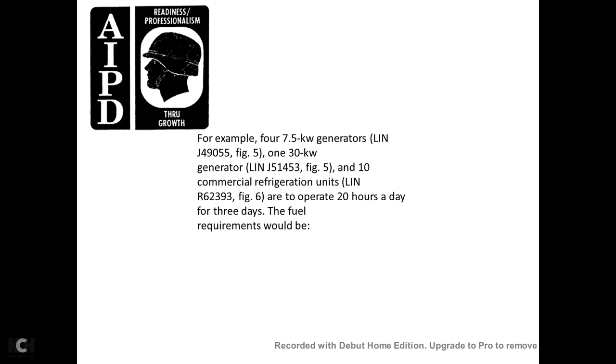For example, four 7.5 kilowatt generators, Lin number J49055, figure 5, one 30 kilowatt generator, Lin number J51453, figure 5, and 10 commercial refrigeration units, Lin number R62393, figure 6, operate 20 hours a day for 3 days.